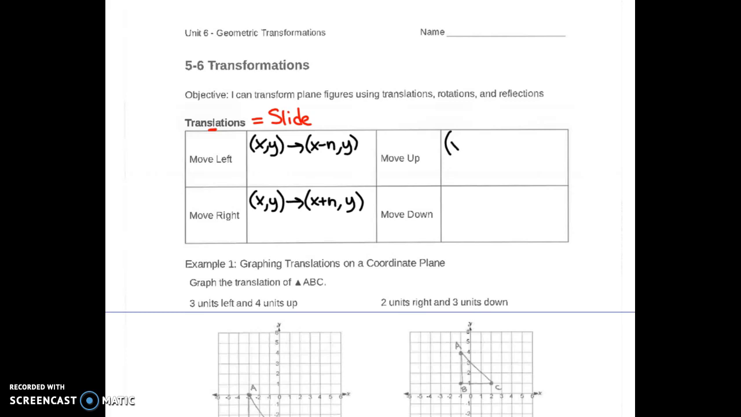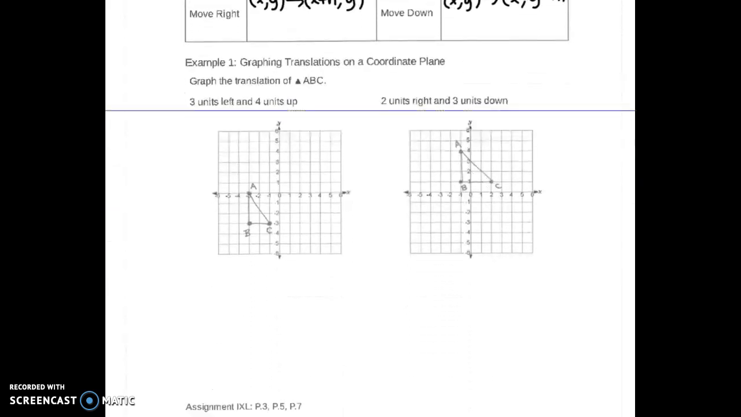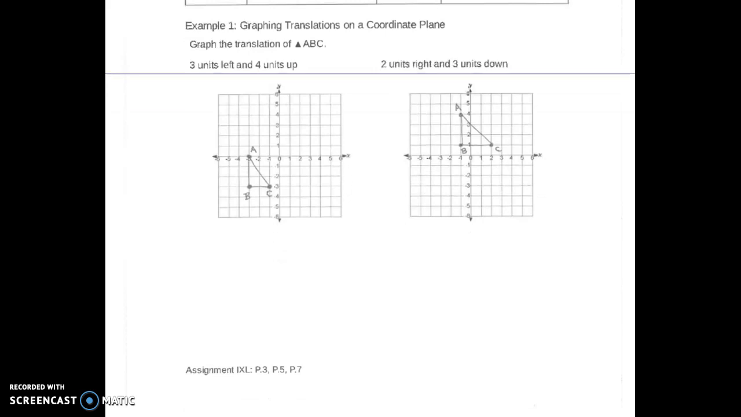Move up, XY becomes X, and then Y plus N, because we're going up, we're going positive. Move down, XY becomes X, and then Y minus N. So we're going to go ahead and use those with these transformation rules.